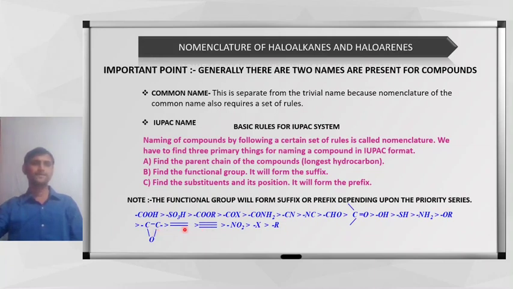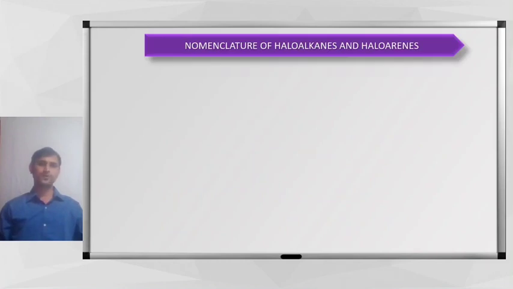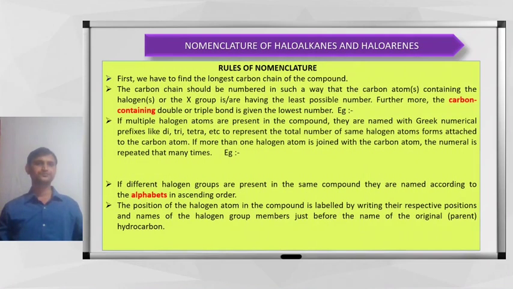Next one: alkene, alkyne, NO2, X and R. So this is a very important sequence. Next point, nomenclature of haloalkanes and haloarenes. See the rules in haloalkanes and haloarenes. First, find out the longest chain. So this is very important.